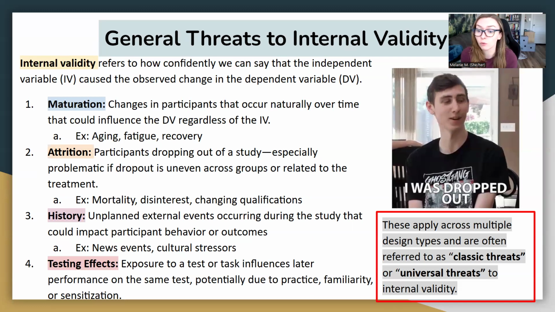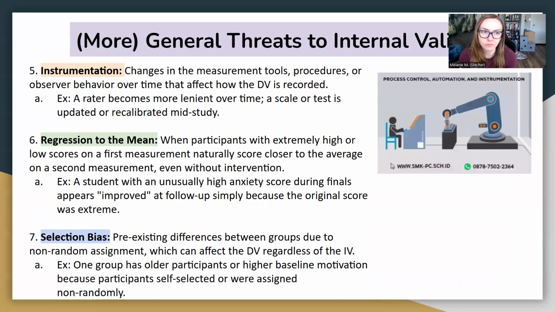But testing effects are a really big consideration, especially within psychology, when we're so often using these standardized measures for some sort of cognitive or behavioral functioning. We have to be able to think, okay, are people learning how to take the test? And is that unfairly changing their results or not? I'll talk more about that though.